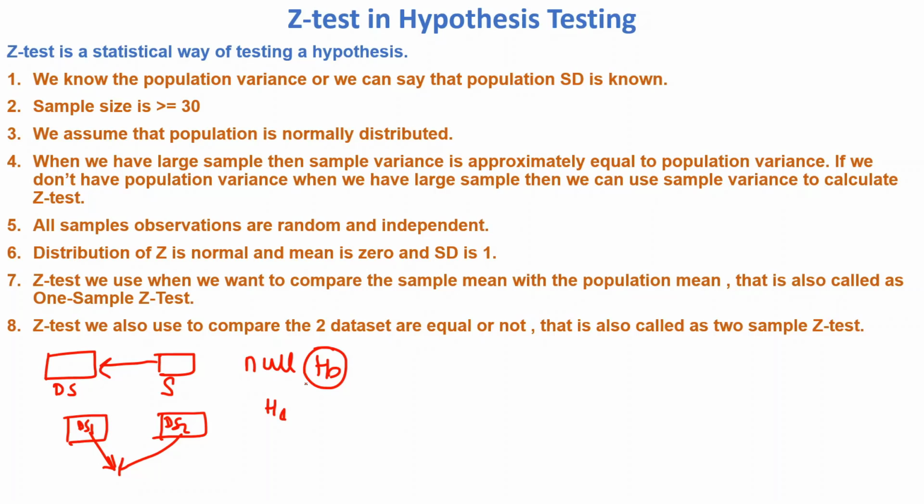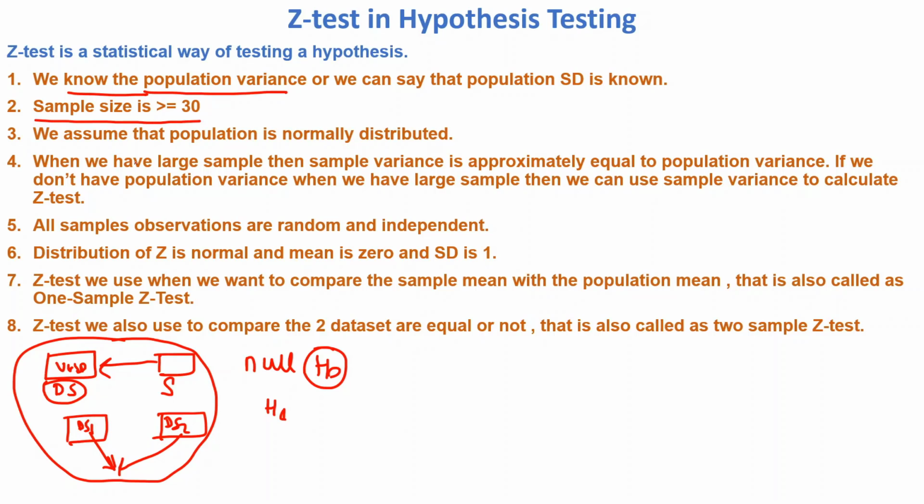To verify the null hypothesis for this type of problem, we use the Z test. So what are the conditions where we can apply the Z test? The first condition is that we should know the population variance. This is the population, which means the data set. We should know the population variance or standard deviation of this data set. The second condition is that the sample size should be greater than or equal to 30. It means if we collect a sample, the size of the sample should be greater than 30.